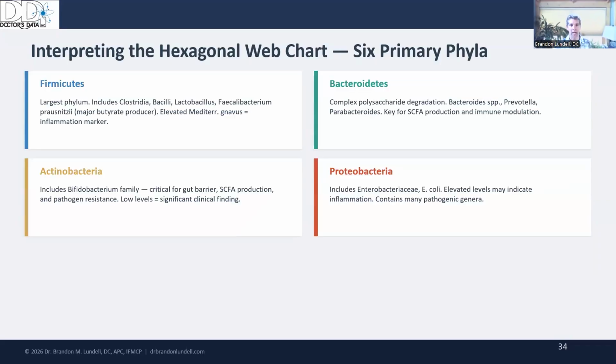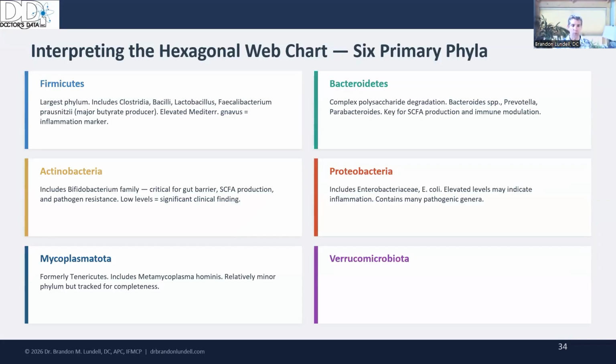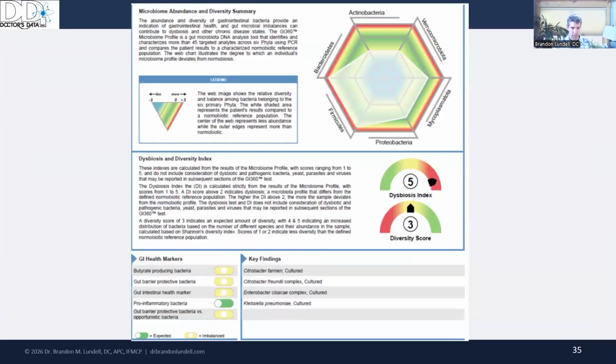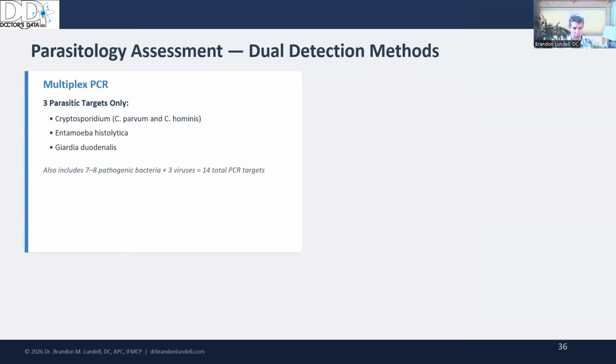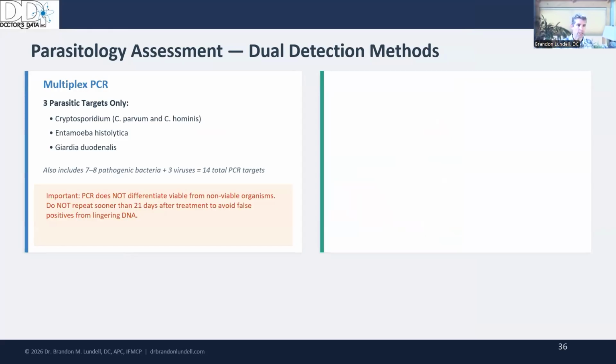So here's the 6 major phyla. I don't need to go into these. You can read about these. It's important to know because it can affect the symptoms and also it can affect the prediction of diseases. So really important to know, but that's beyond the scope of this lecture, which is really just looking at what are the differences of the tests and how do we choose which test to run and what to do with the information. So PCR here, the multiplex parasitology, PCR does not differentiate viable from non-viable organisms.